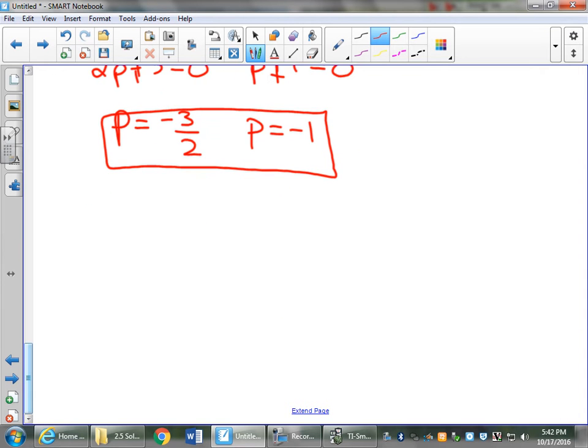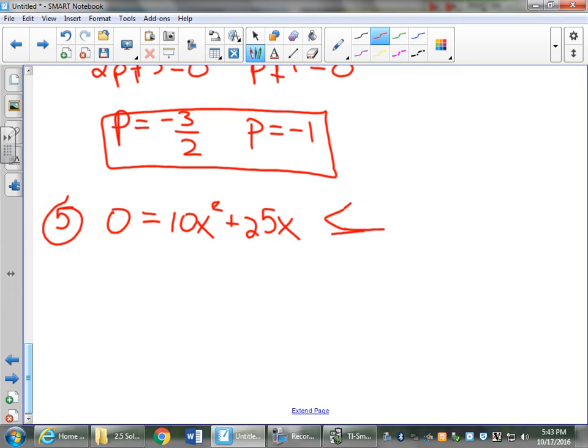Okay. Last example, 0 equals 10x squared plus 25x. Try it on your own, pause, and check to see if you get the same answer as I do. What I would like to point out about this one is that this example is missing the C term.